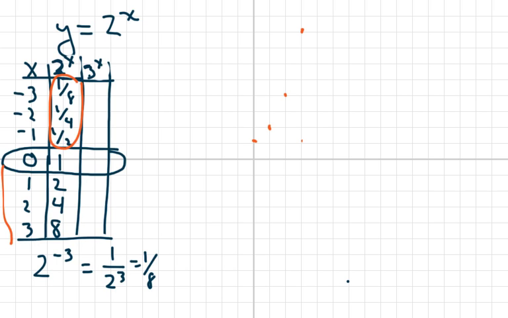I'll do it in green. Alright, and then let's do some of the negatives. Negative 1 goes to 1/2, so that's there. Negative 2 goes to 1/4. Negative 3 goes smaller, so it's going to get smaller and smaller and never cross the y equals 0 line. So this has a horizontal asymptote at y equals 0.